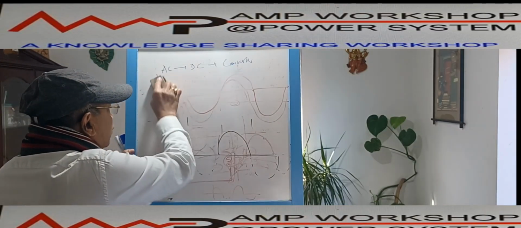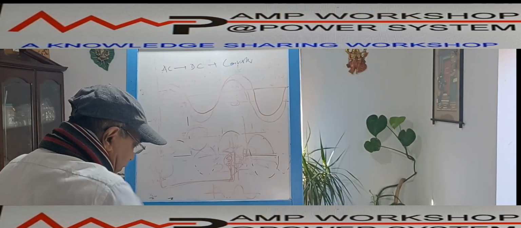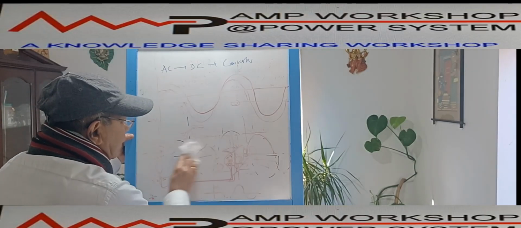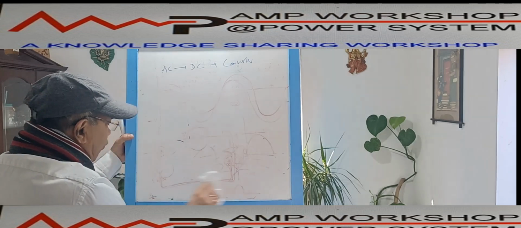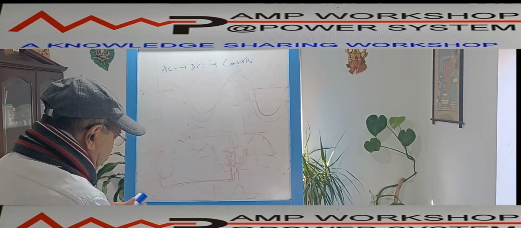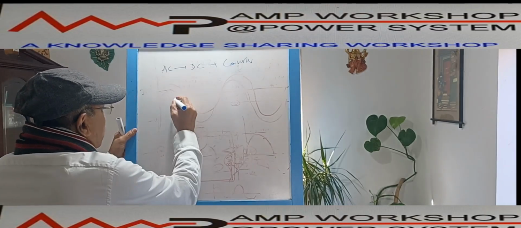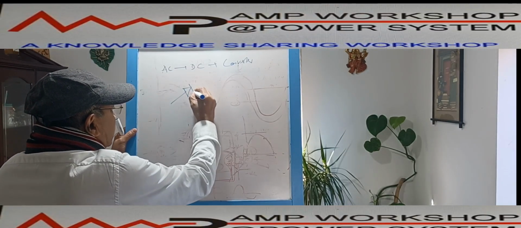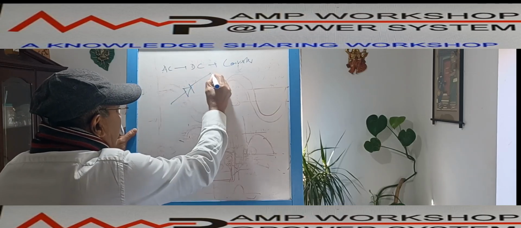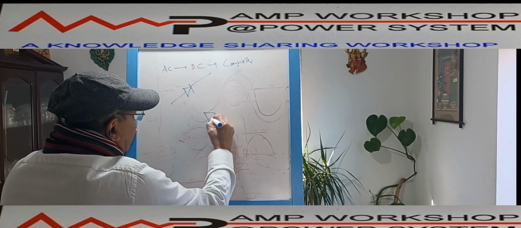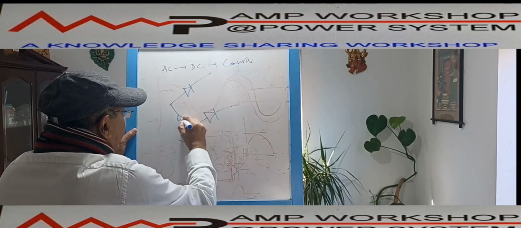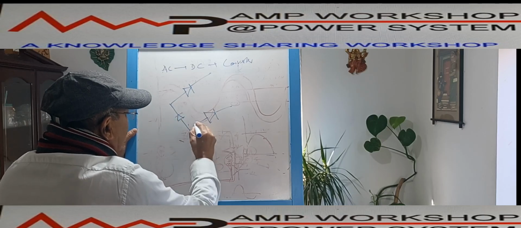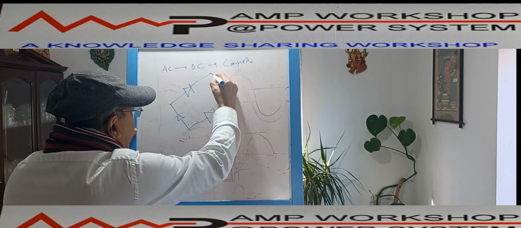So if we want to see that full wave bridge rectifier, how is it? We can draw it. It is actually a Wheatstone bridge which has 4 arms. Those 4 arms we can draw. So we have a diode like this. Suppose this is one diode, and then there is another diode. These are 2 parallel branches. Then we have a diode over here, and we have a diode over here.